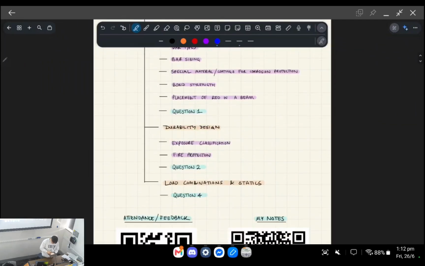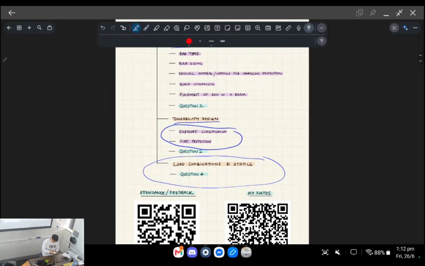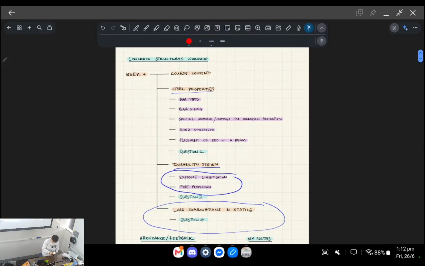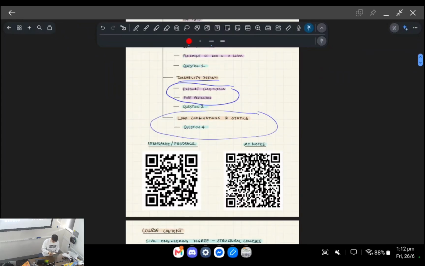And then we're going to talk about durability design, which is basically to do with chlorides and to do with fire protection. All right, I'm going to raise this a little bit. Okay, and then we're going to talk about load combinations and a little revision of statics. So yeah, basically it won't be too difficult if you've done steel structures in term 1, but if you didn't do steel structures, then I'll basically explain it from scratch, so don't feel like you're behind.